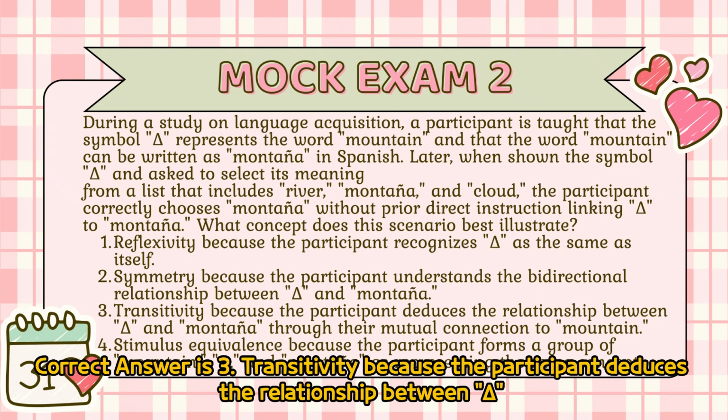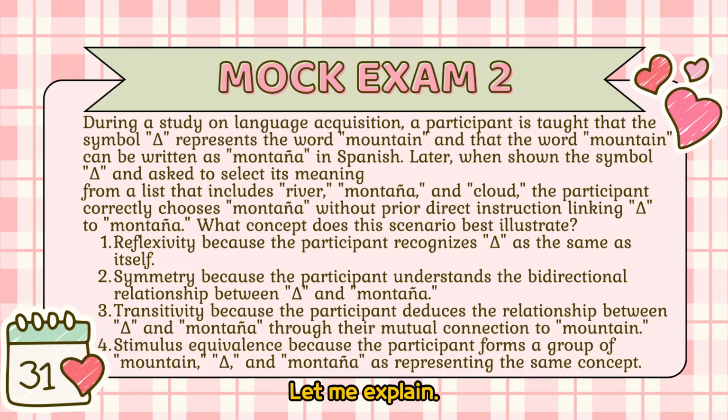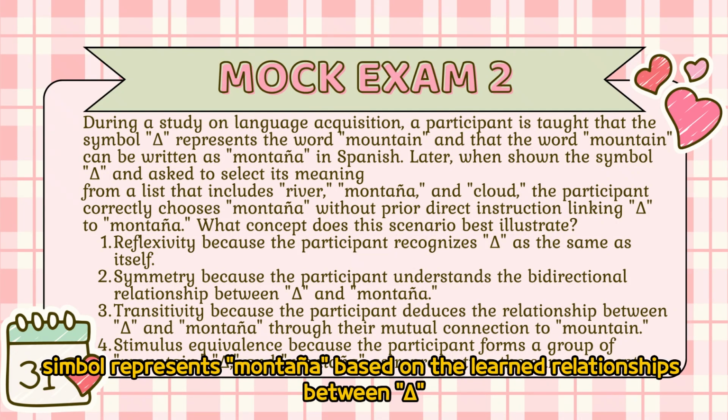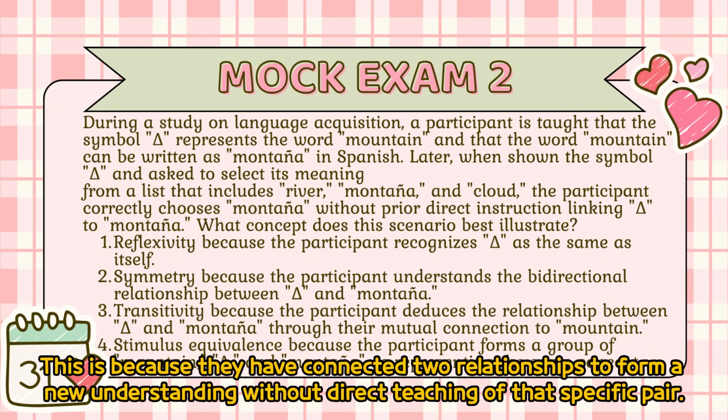Correct answer is 3. Transitivity, because the participant deduces the relationship between the triangle symbol and montaña through their mutual connection to mountain. Let me explain. The participant's ability to deduce that the triangle symbol represents montaña based on the learned relationships between the triangle symbol equals mountain and mountain equals montaña demonstrates transitivity. This is because they have connected two relationships to form a new understanding without direct teaching of that specific pair.